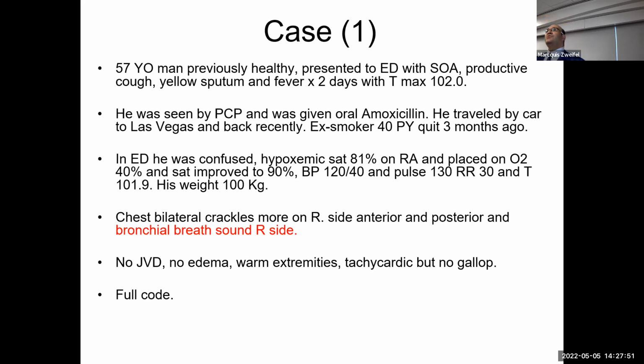In the ED, he was confused and hypoxemic, saturating 81% on room air, and was placed on oxygen 40%, saturation improved to 90%. Blood pressure 120/40, pulse 130, respiratory rate 30, temperature 101.9. He weighs 100 kilograms. Chest: bilateral crackles, more on the right side, anterior and posterior, and remember that, bronchial breath sound. No JVD, no edema, warm extremities, tachycardic, but no gallop. Full code. 2 minutes. What I want you to do is look at this and tell me from this scenario.